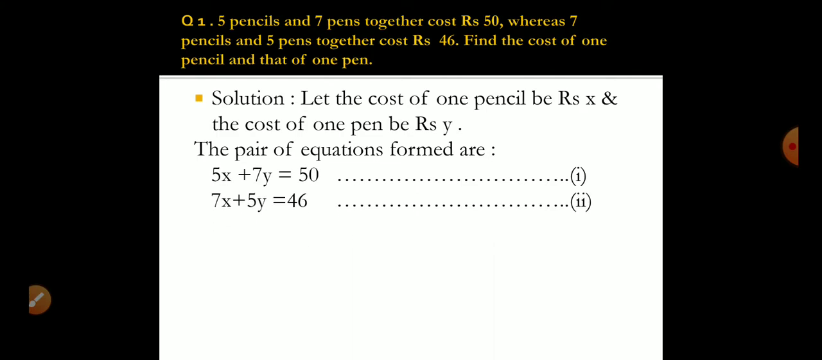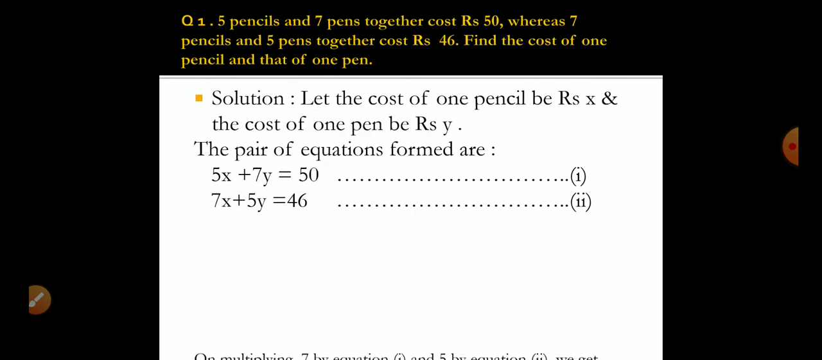Okay, this is the elimination method. For applying elimination, we have to eliminate x or we have to eliminate y. For this we have to make the coefficient of x equal or the coefficient of y equal in both the equations. Here I want to make equal coefficient of x in both the equations. For this I have to multiply equation 1 by 7 and equation 2 by 5.